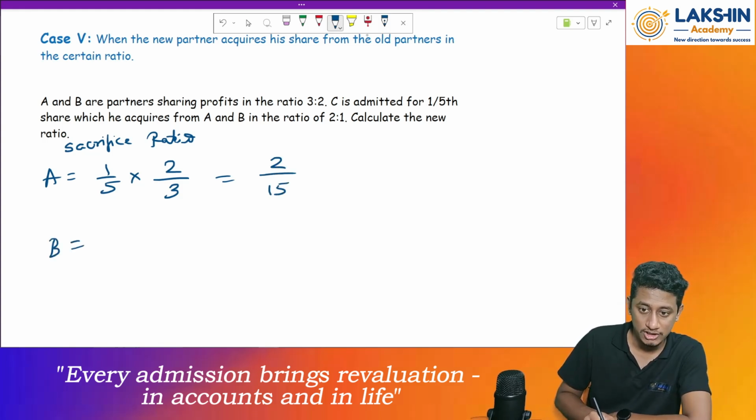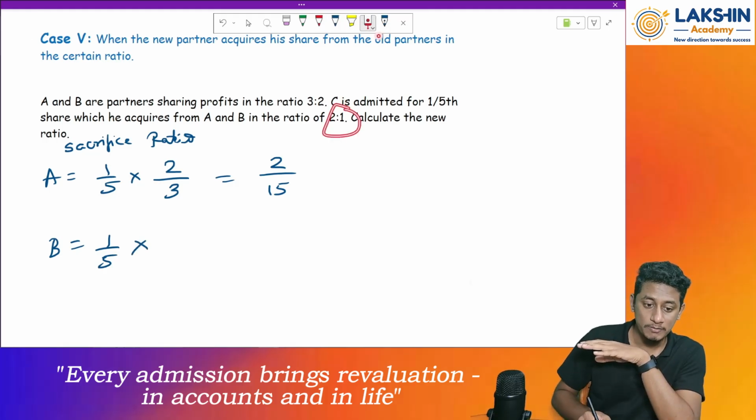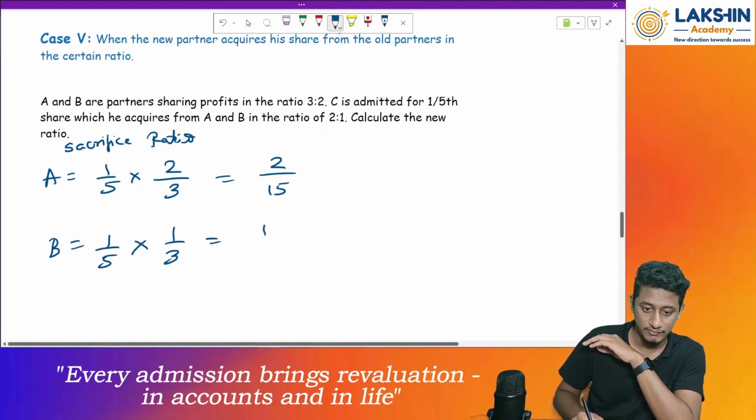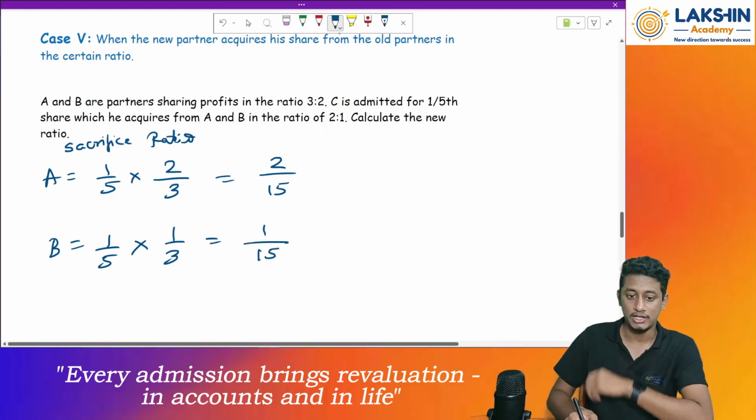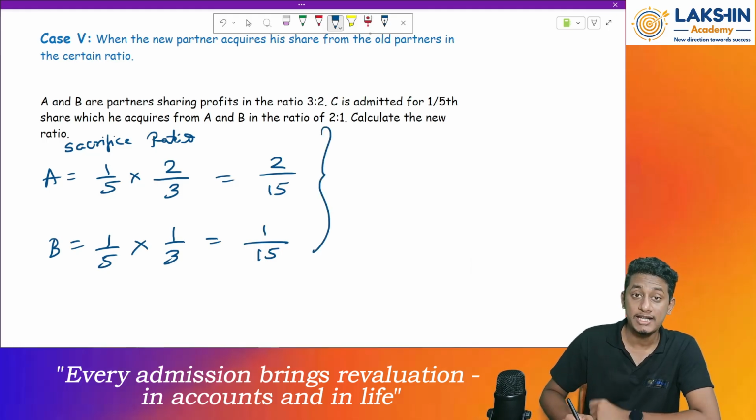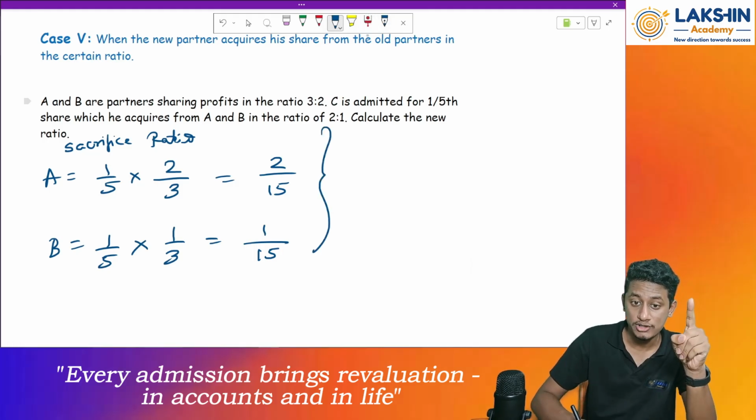Same, do it for B. For 1/5 share, B is giving up how much? 1 by 3, right? So that will be 1 by 15. Okay. This is what? This is my sacrifice ratio. How to check? Add these both. How much will that be? 3 by 15.